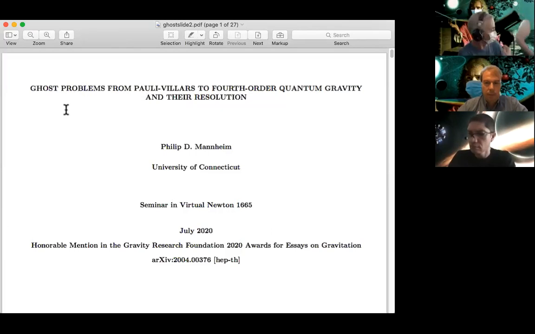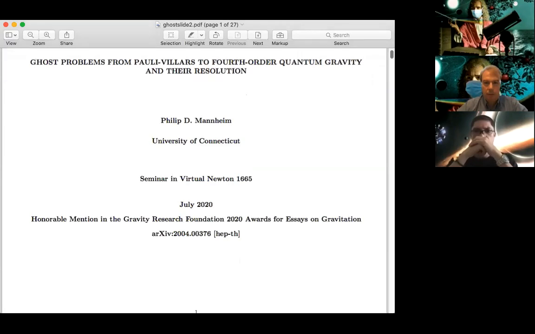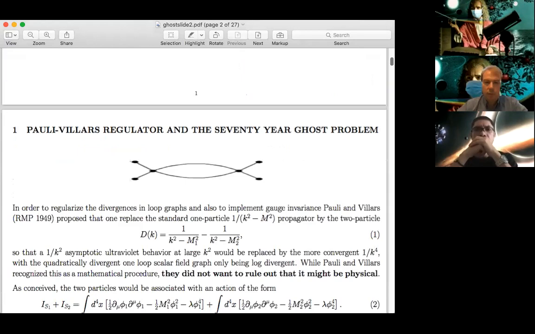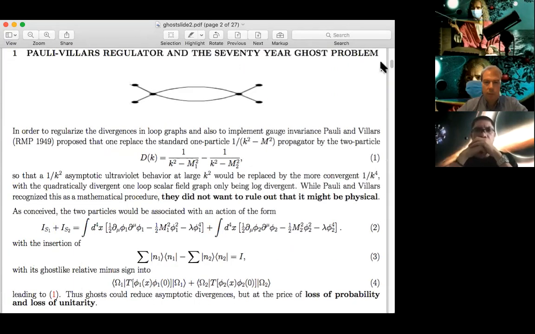So first of all, let me thank Alberto and Alessandro for this kind invitation. And I'm going to talk about the alternate interpretation of the fourth order theories to the two previous speakers, namely not dealing with negative energies so much as dealing with states which have negative Dirac norm. Now, the problem goes back as far as the Pauli-Villars regulator theory, and it's a 70-year-old ghost problem.